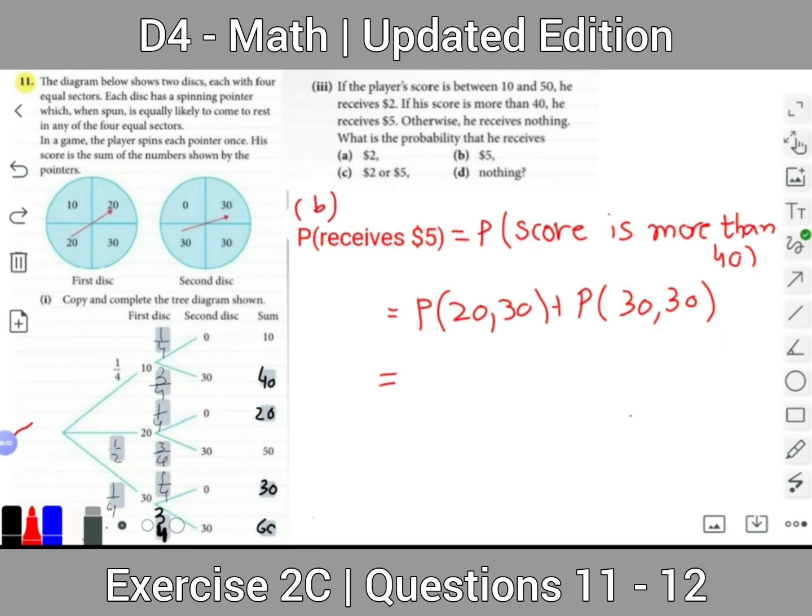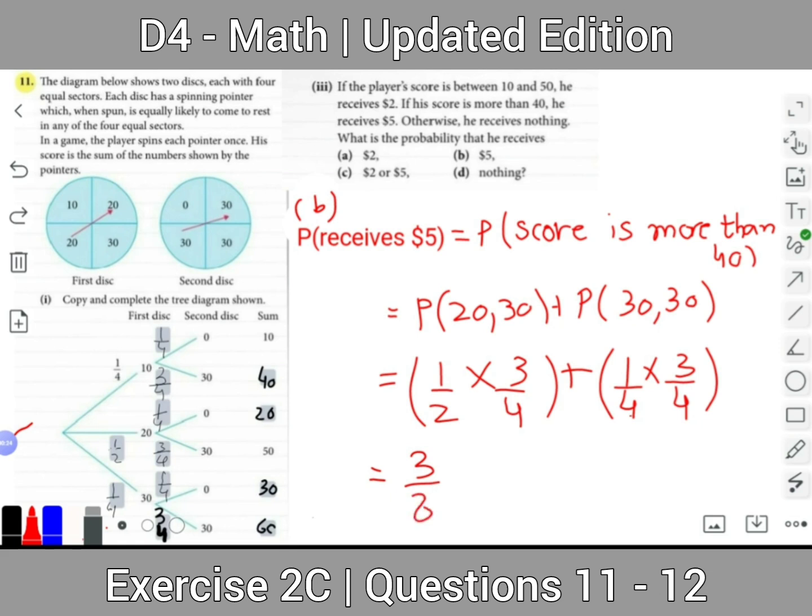Now for the probabilities from the tree diagram for the ordered pair 20 and 30. For 20 on the first disk we have 1 over 2 multiplied by, for 30 on the second disk, 3 over 4, plus the probability of 30 on the first disk is 1 over 4, and for the second disk we have 3 over 4. Now after multiplication we will get 3 over 8 plus 3 over 16, and after LCM we have 16.